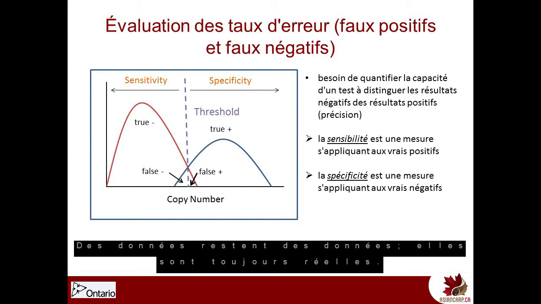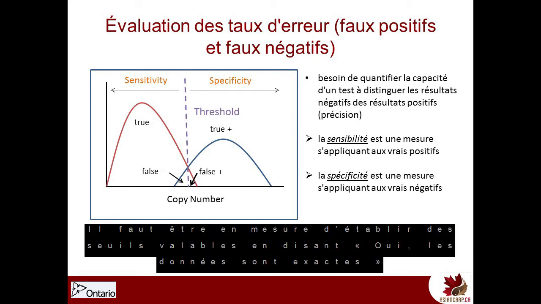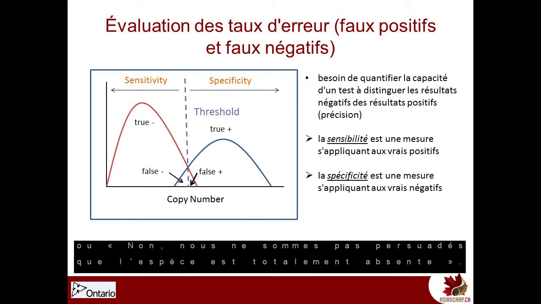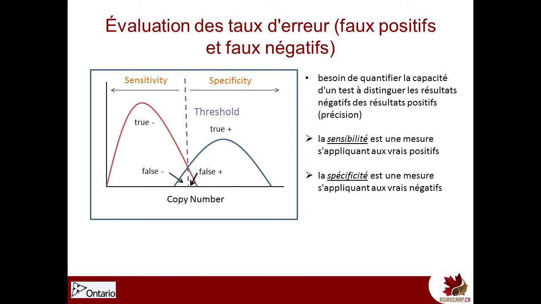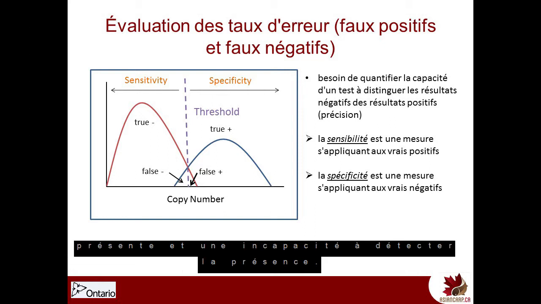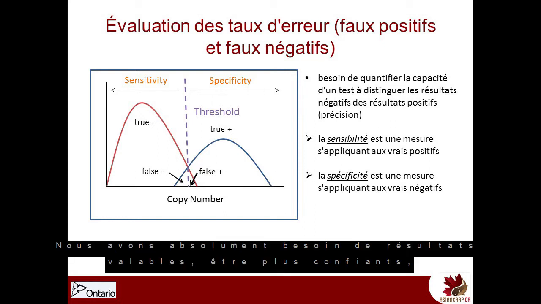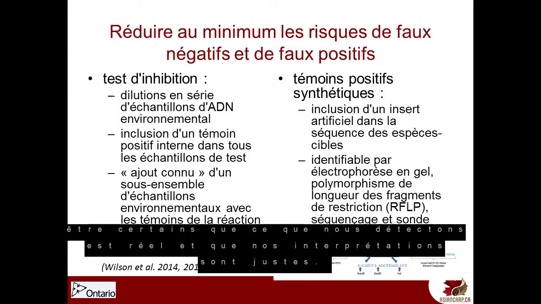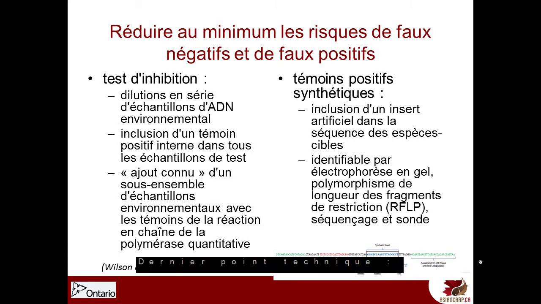Data is data. It's always real. The challenge is interpreting it, so being able to establish defensible thresholds. They're saying above this point, yes, the data are real. Below, no, we're confident that this is an absence. Basically, there's a difference between something is not there and a failure to detect it. So we need this to be able to really have defensible results, have more confidence, to be sure that what we are seeing is real and that our interpretations are correct. So, last of the technical stuff.